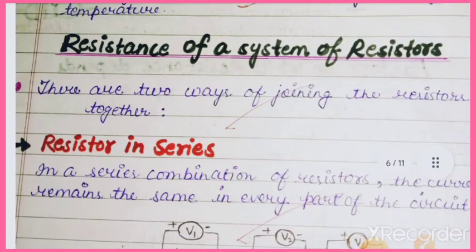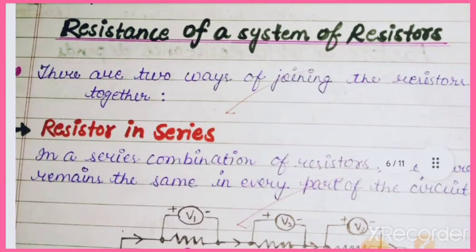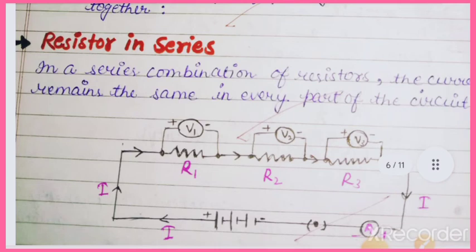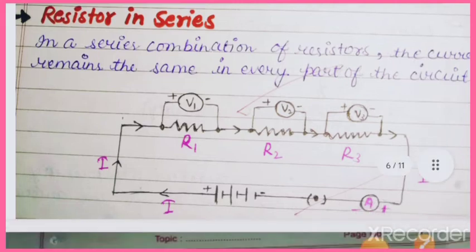Okay, then resistance of a system of resistors. Basically there are two ways of joining resistors together: resistors in series and resistors in parallel, or you can say series combination and parallel combination, right? In a series, all the appliances are connected to each other in a line, end to end. This is called series.